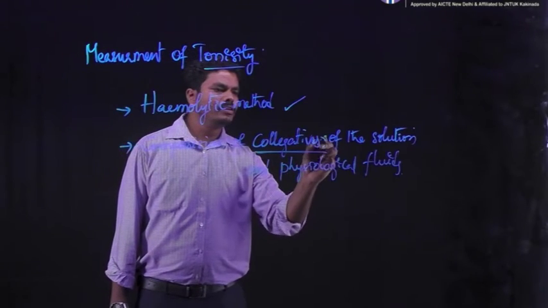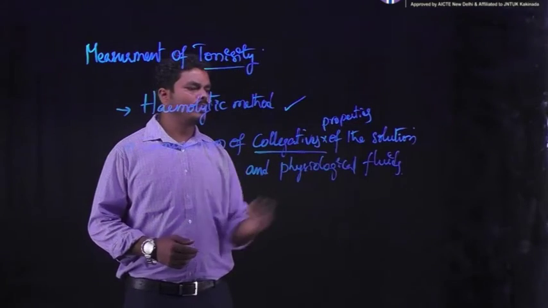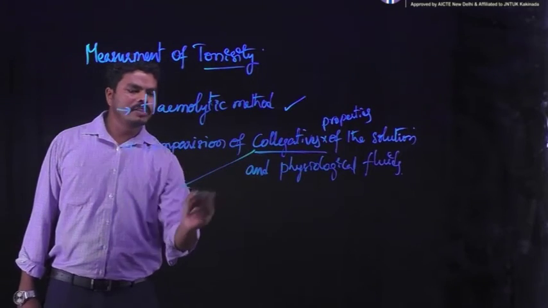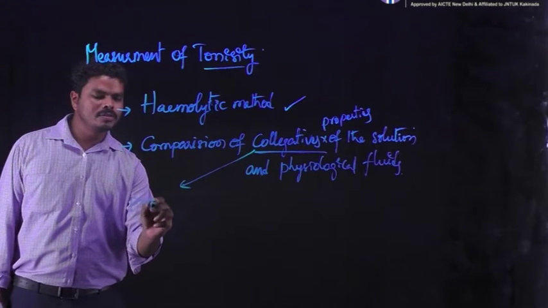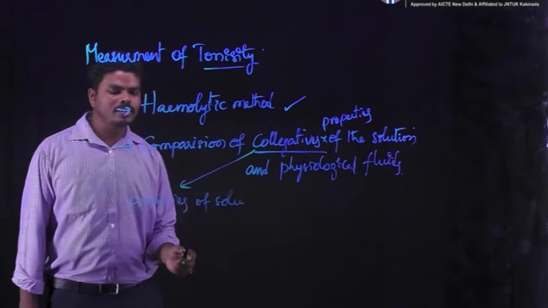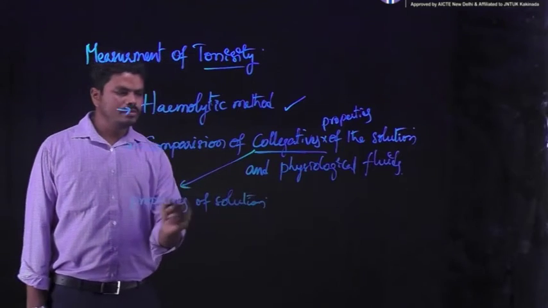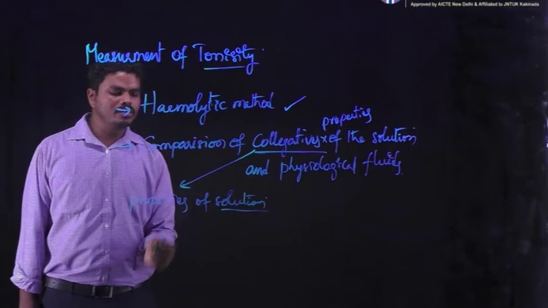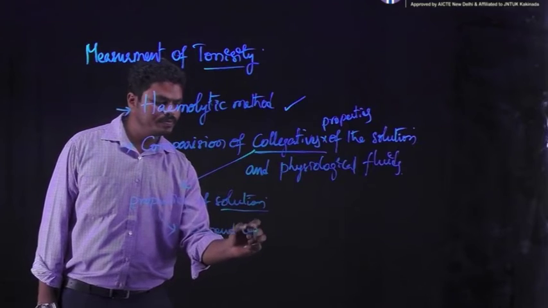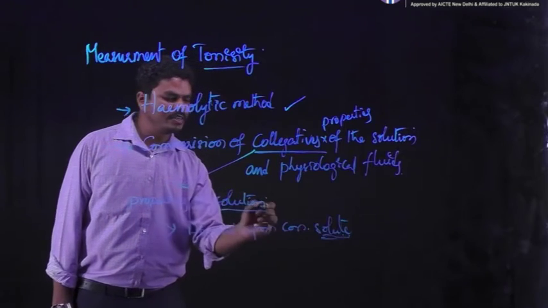So comparison of the colligative properties. Either of the colligative properties and physiological fluid is compared to measure the tonicity of a particular solution. Here the colligative properties are nothing but the properties of a solution which depend upon the concentration of the solute which is present in the solution.